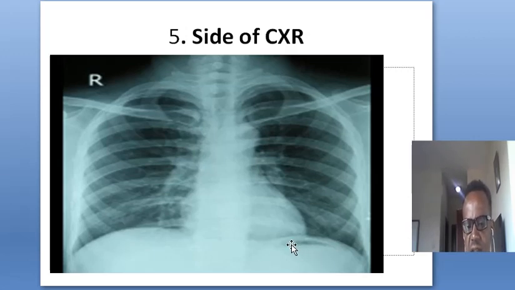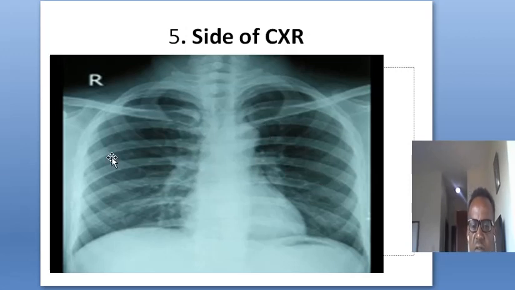The fourth one is the gastric air shadow. This is the diaphragm outline. This dark material seen here is the air in the gastric shadow. So the presence of a gastric air shadow below the left diaphragm is an indication that this side is the left side.